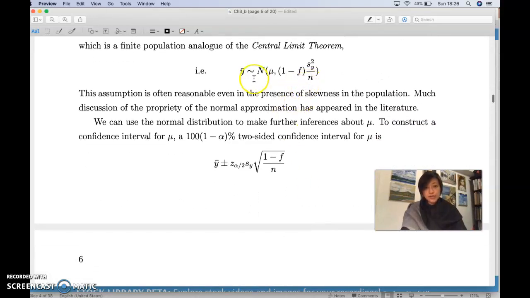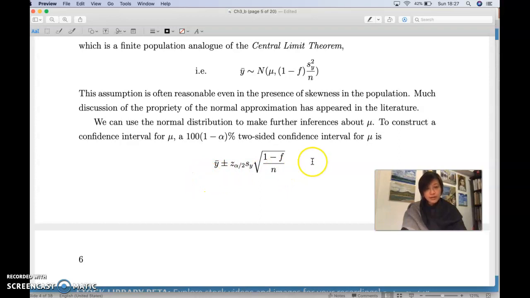What is the use of these? Because it's symmetrical under the normal distribution, if we obtain the y bar from a particular sample, we can use the central limit theorem: y bar plus or minus the critical value of a normal distribution multiplied by the standard error. So that gives us a confidence interval.